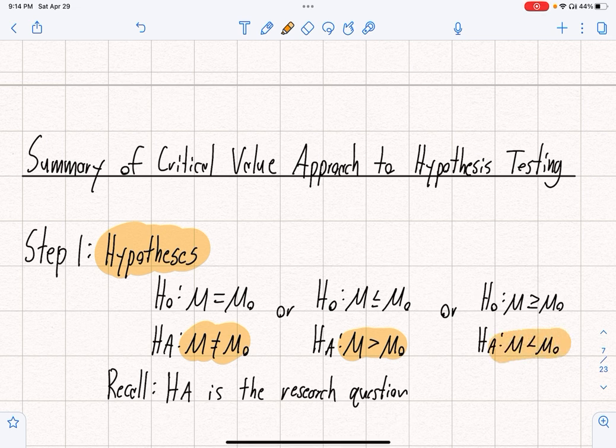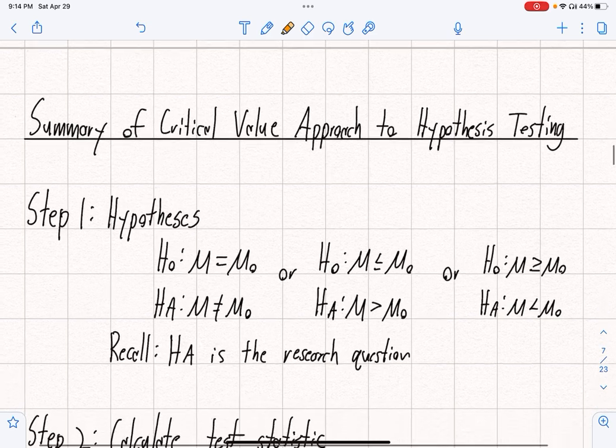hypothesized value. And just recall that HA, or the alternative hypothesis, is the research question. So it's the question of interest. It'll be asked in a problem, or if we're doing research ourselves, it'll be the question that we are asking.